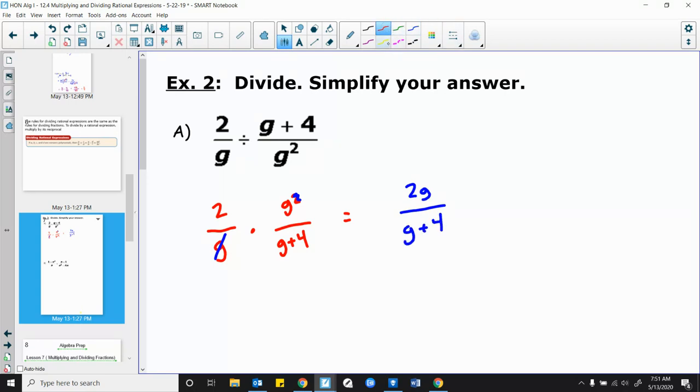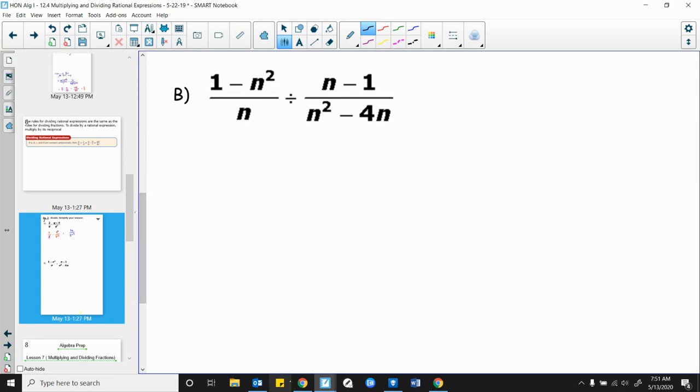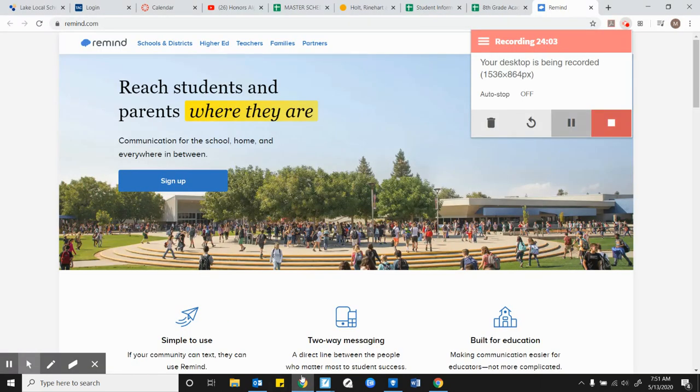Again, you have to remember that this is one term and this is one term. They're not like terms, so I can't cancel that g and that g. They're different terms, but these are the same and those are the same, so you have to understand that a little bit. So that's what we get for an answer there. Again, go ahead and pause this video and try B on your own.